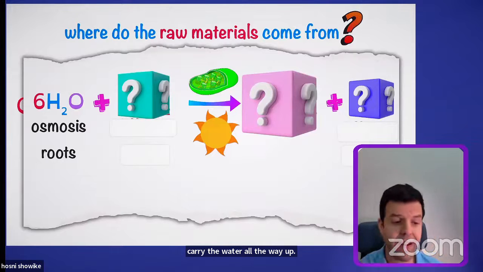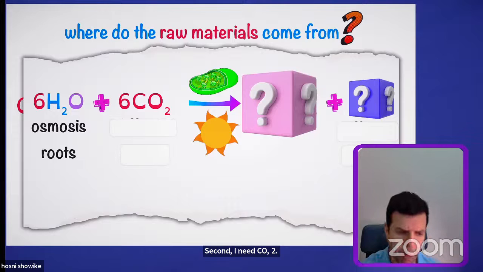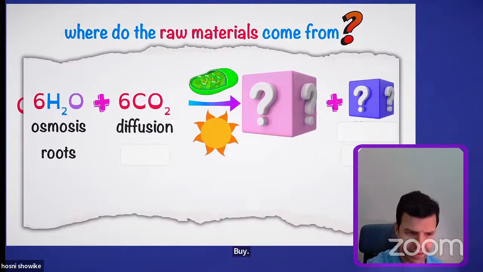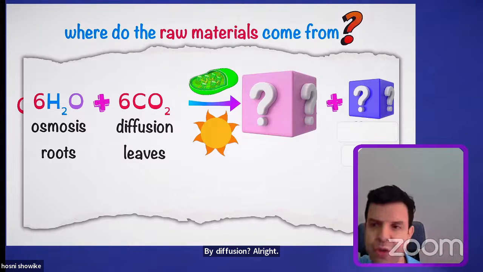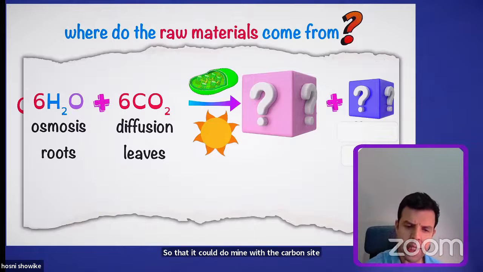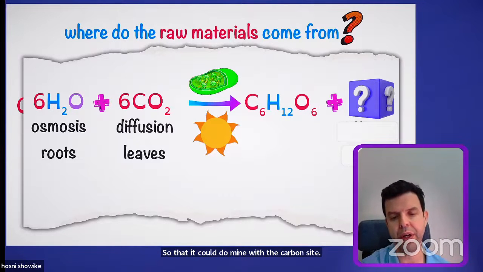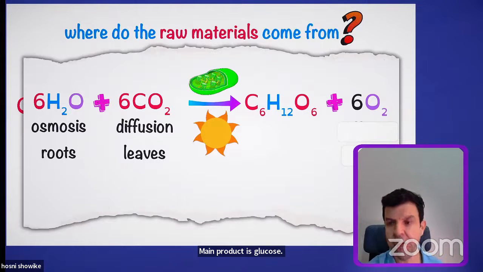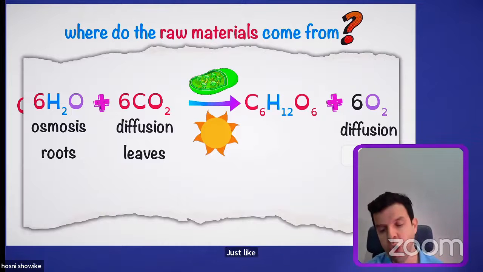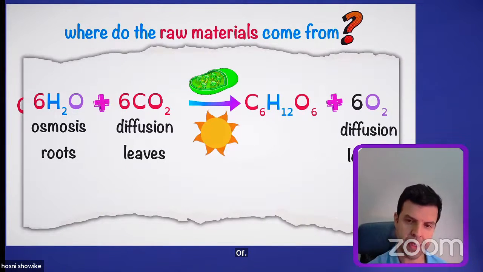Second, I need the CO2. CO2 is going to diffuse into the leaves by diffusion, all right? Through the stomata into the leaves so that it could combine with the water. The main product is glucose, and we're going to produce oxygen. Just like carbon dioxide, oxygen will diffuse out of the leaf. Okay?